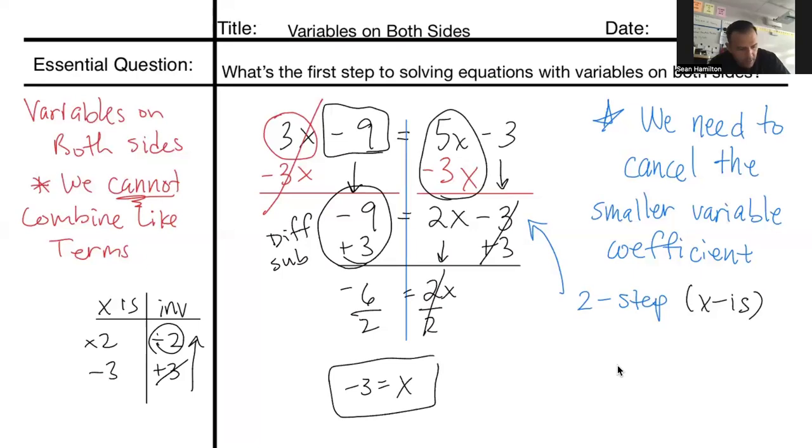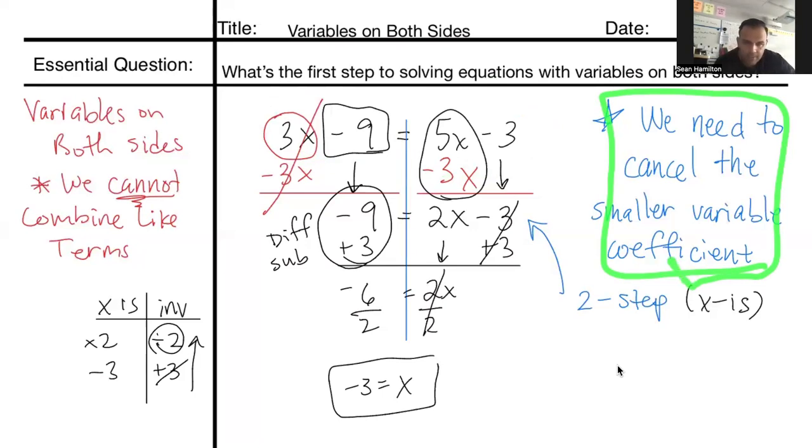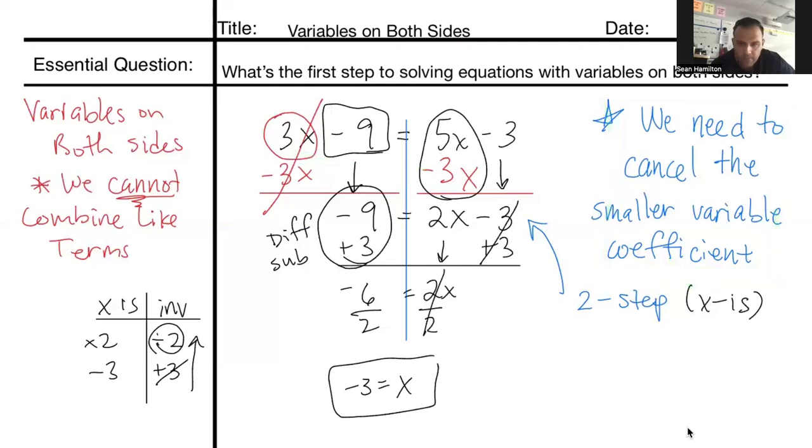So these look confusing because of the variables on both sides, but we only have one new step. Cancel the smaller variable coefficient. If you can cancel that smaller variable coefficient, then you can see that it turns into a new equation, which is just that nice, easy two-step, and then you can solve it from there using X is. So there's your two-step, nice and easy two-step to solve what X is.